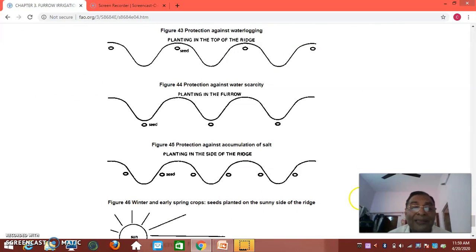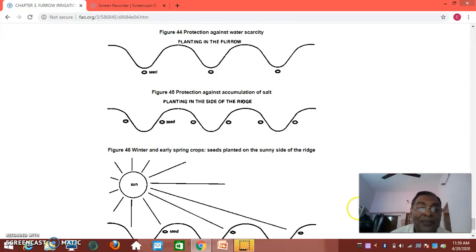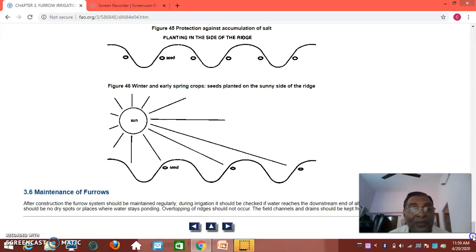As per the soil characteristics, see planting on the side of the ridge. See protection against accumulation of salts. If salts are accumulated in the furrows, then seeds are planted here. You can even turn the seeding to face the sunny side of the ridge. So like this, there are several such methods you can adopt while doing furrow irrigation.